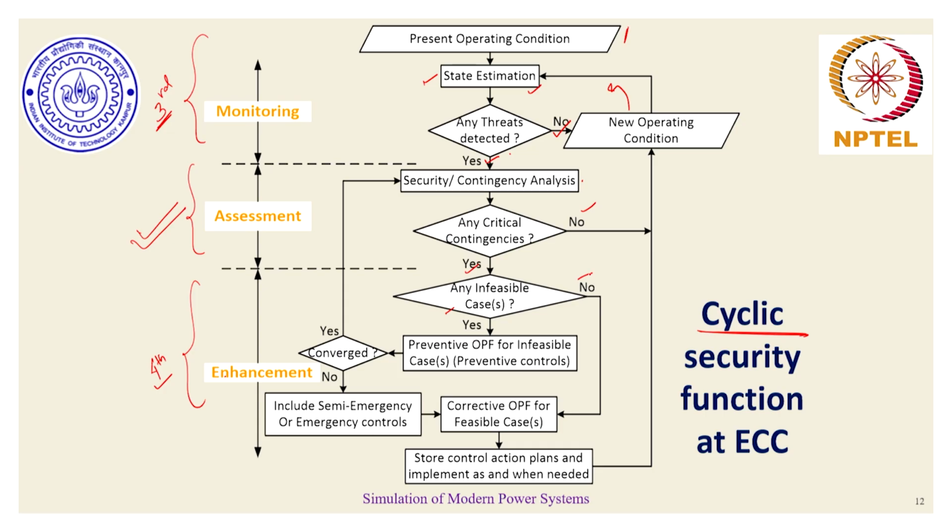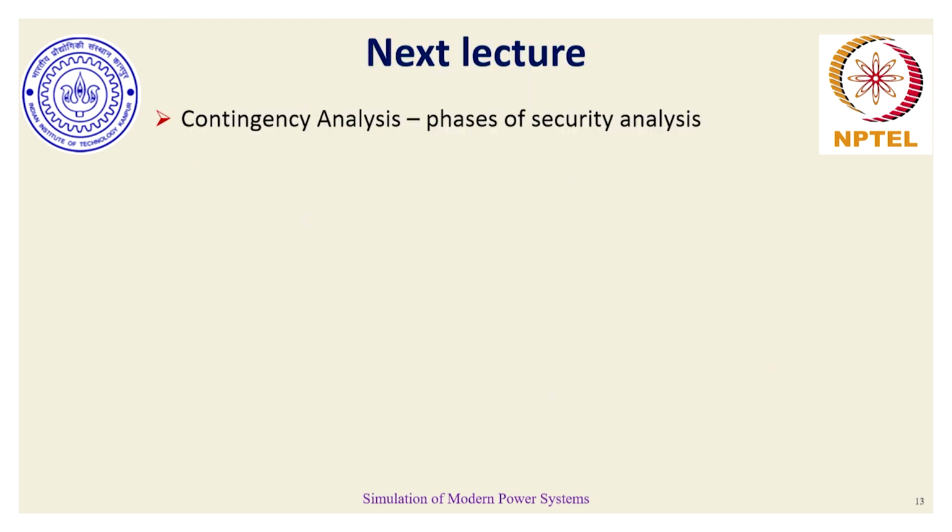If these are infeasible cases, then preventive OPF has to be done from enhancement. If these are feasible cases, then corrective OPF has to be done. And these action plans are prepared and stored, and based on the actual occurrence of these contingencies, these plans are implemented as and when needed. And then again the system goes back to its new operating condition, and this cyclic process continues, it never stops running. That's where I would conclude my discussion.